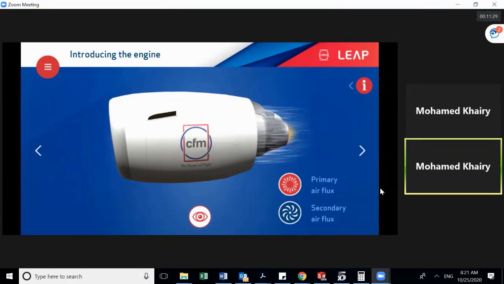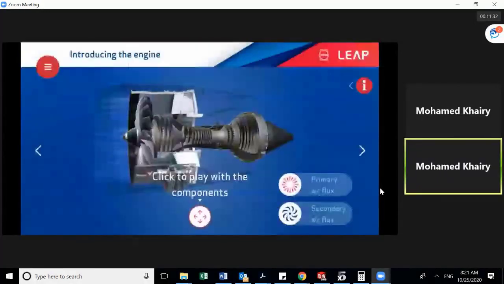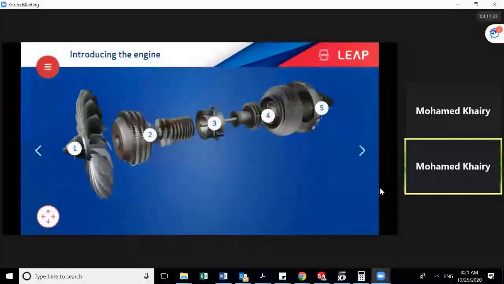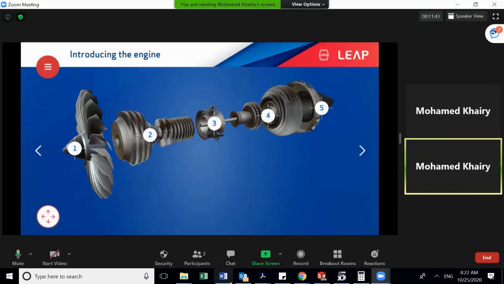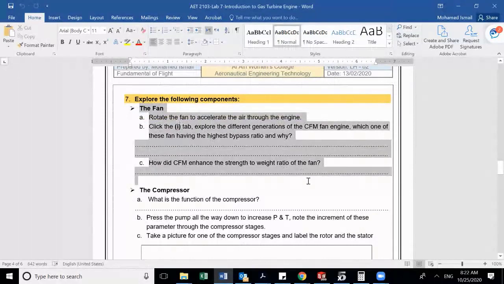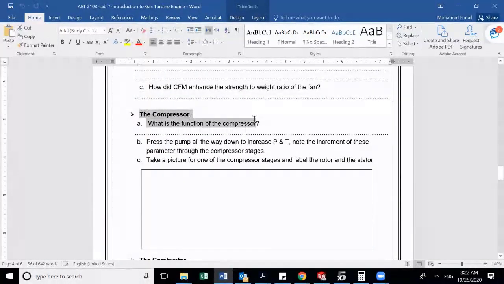So we are going to go inside to investigate the remaining parts. Actually, last time we have finished, I think, the fan, right? And now we should go to the compressor. We have finished this part. If you have any question, let me know. Otherwise, we'll move to the compressor.